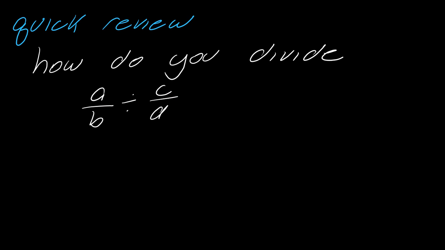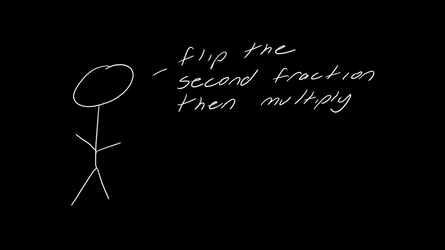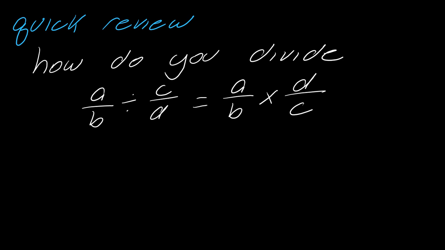Well, hopefully you would tell me that you would flip the second fraction and then multiply, or a lot of people also say that you could multiply by the reciprocal of the second fraction. So if I go back to this problem, a over b divided by c over d, notice what happens. I always say flip, but really it's multiply by the reciprocal. So here's my setup. And now this is just multiplication, and we've talked about multiplication in other videos, so now you can just multiply straight across.